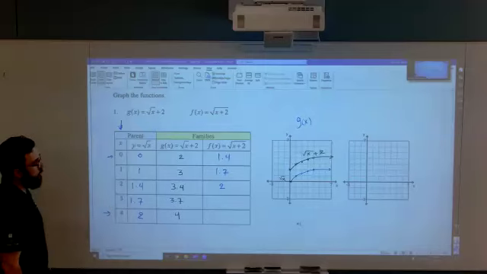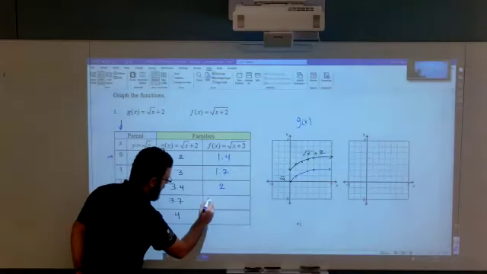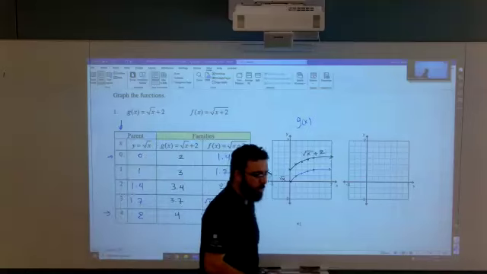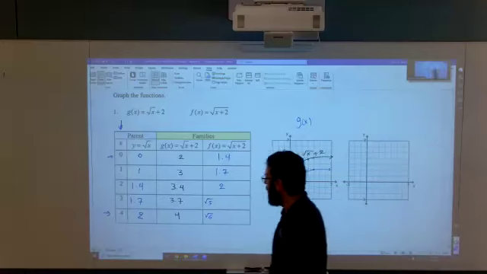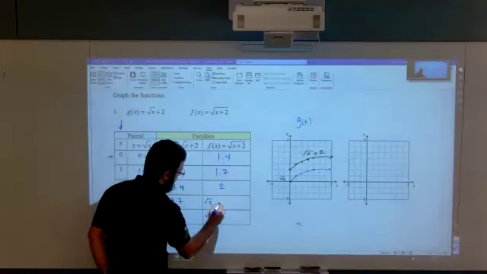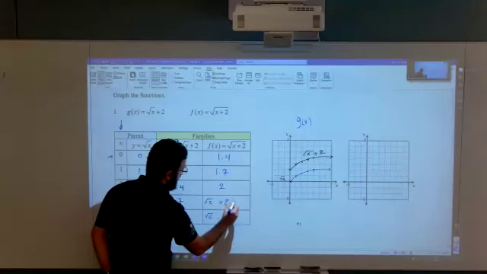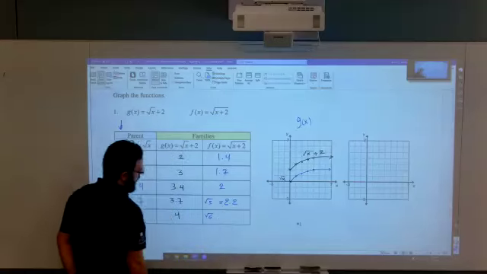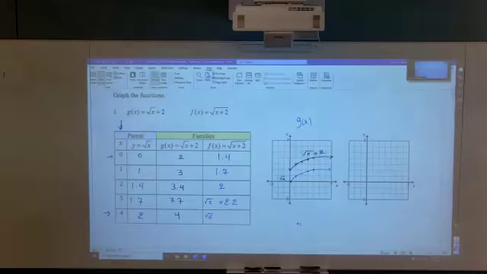Plug in 3, it's going to be square root of 5. Plug in 4, square root of 6. So find square root of 5, square root of 6. Square root of 5 is going to be 2.23, I think. Yeah. So let's choose 2.2. Square root of 6, 2.4.